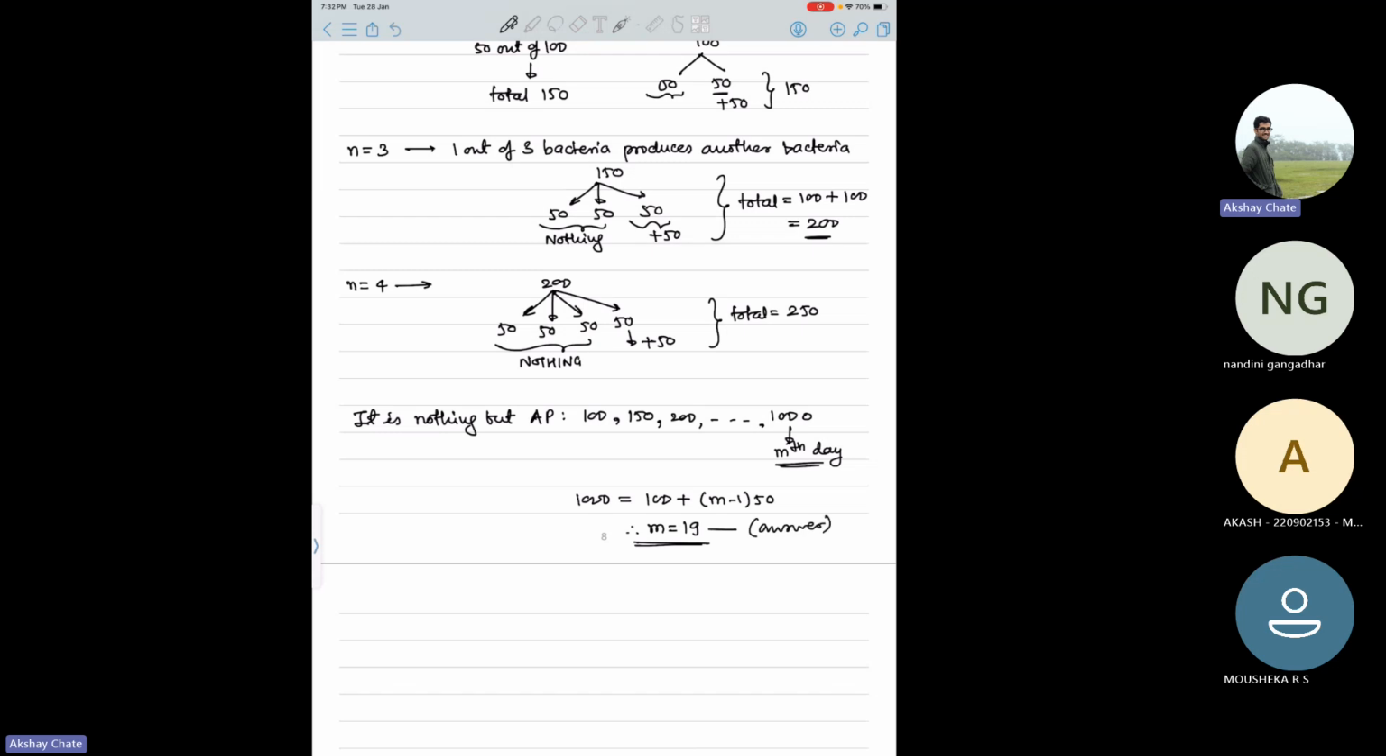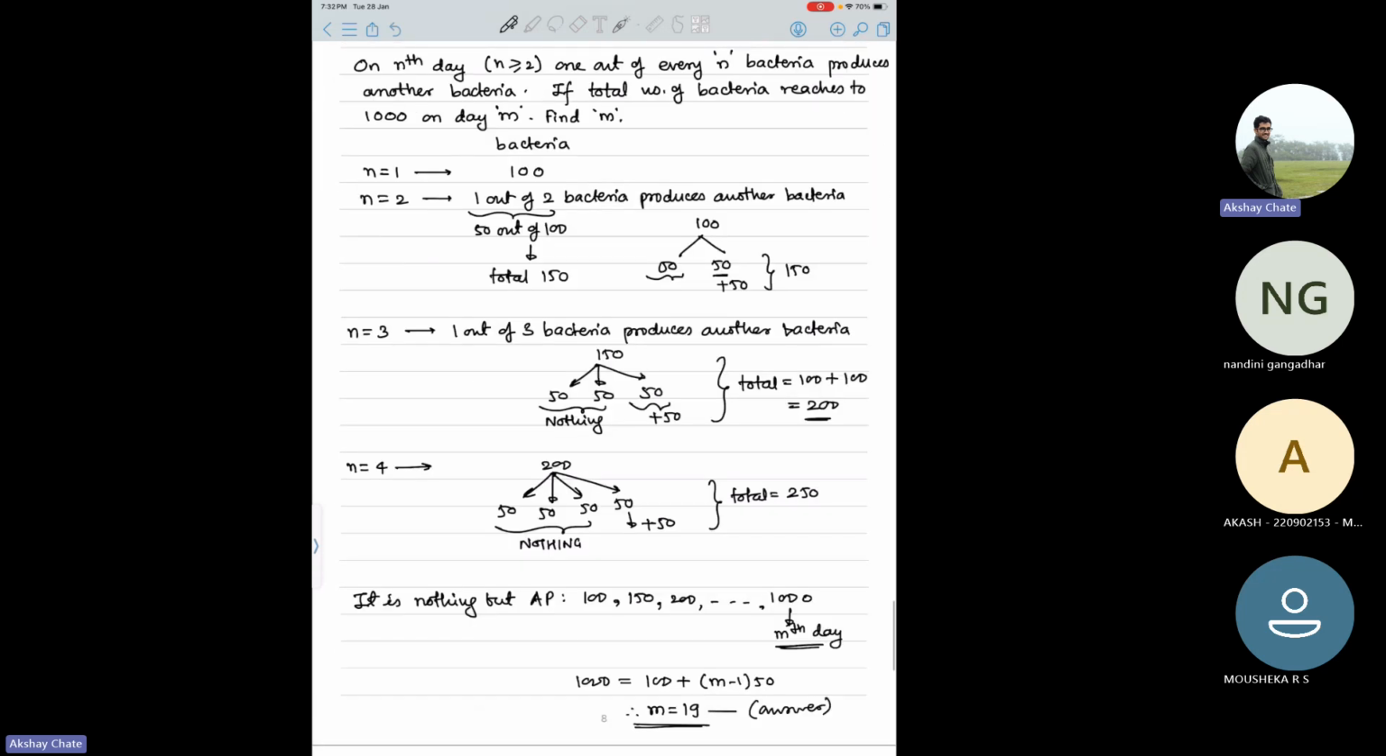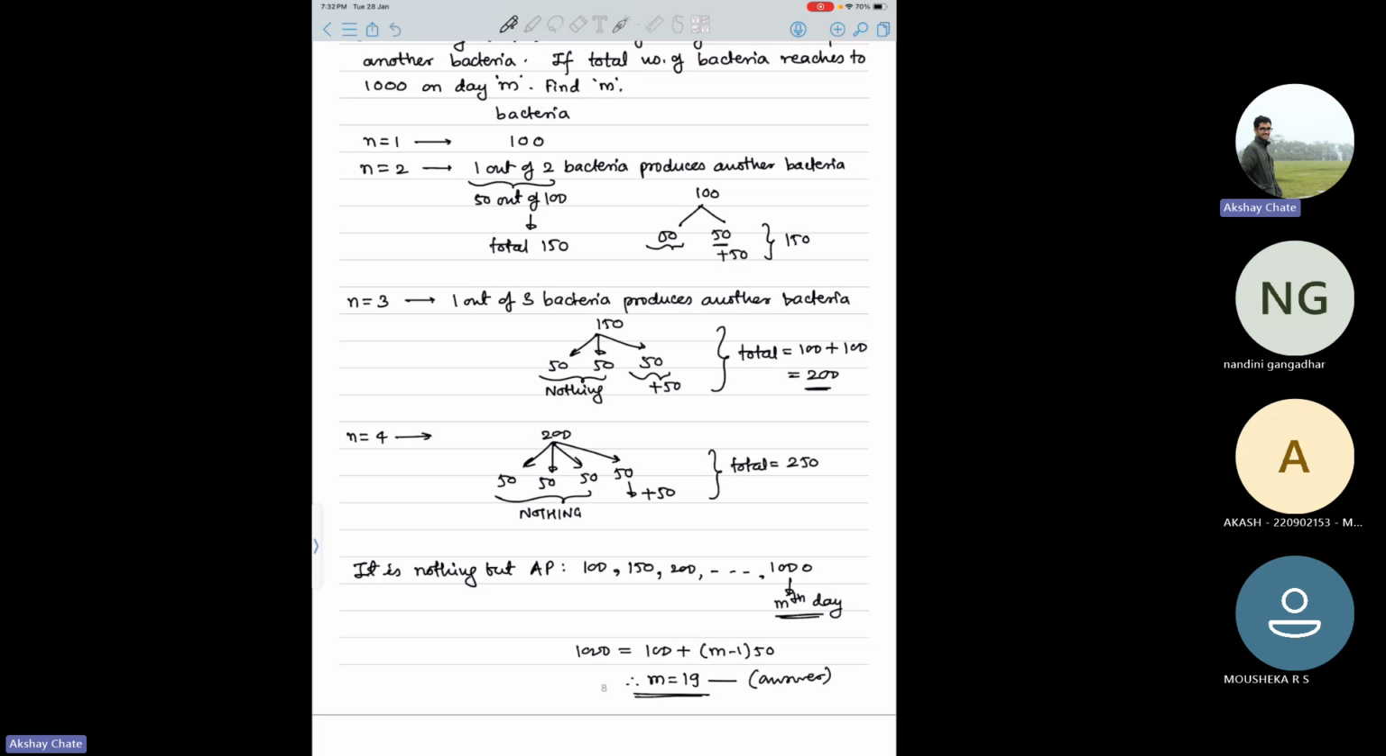Okay. So I hope you understood what is the difference in this problem. Okay, this is not a common problem. So, I have a silly doubt. How do you get to know if the answer is AP or GP? You observe, right? See, n equal to 1 is 100, n equal to 2 is 150, n equal to 3 is 200, n equal to 4 is 250.